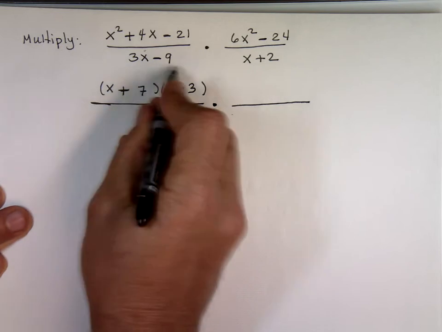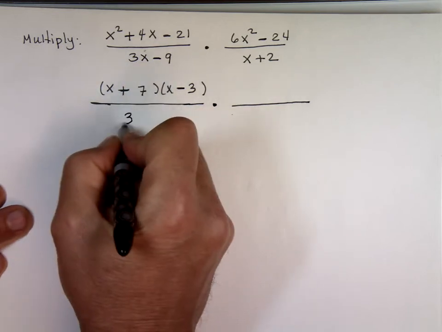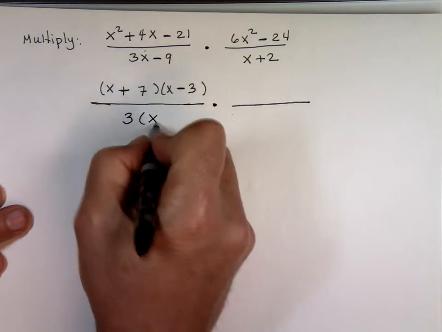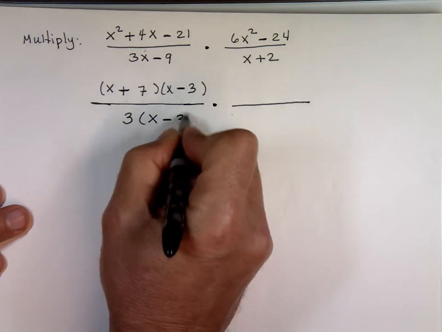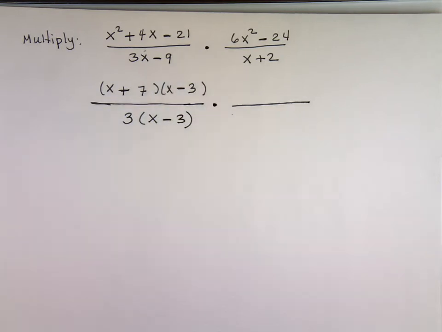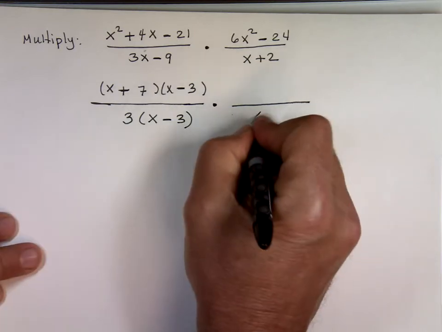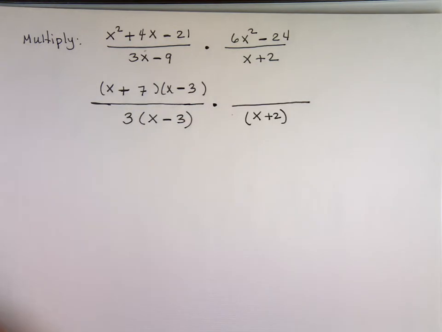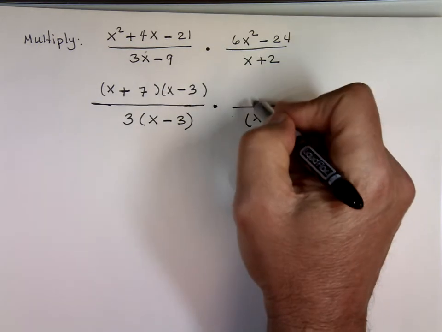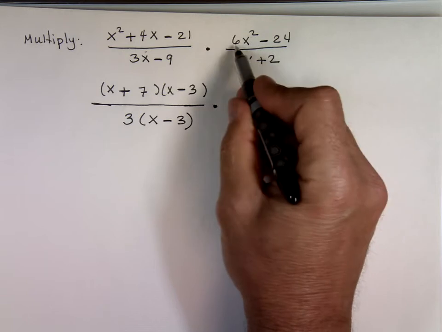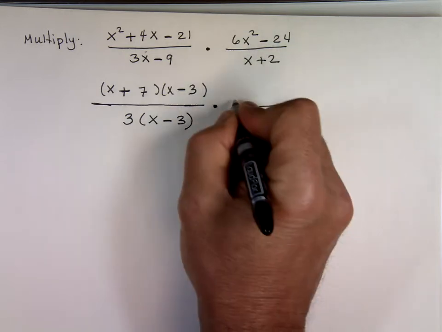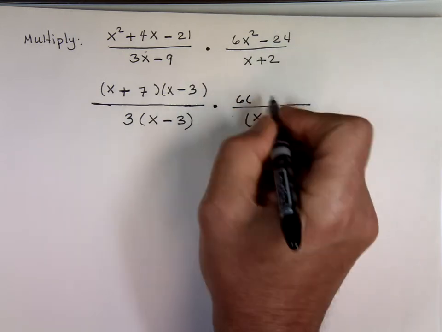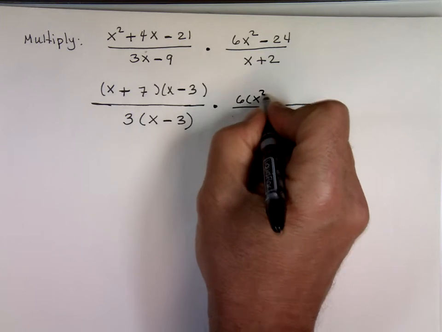The bottom here, I can take a 3 out. What's left? X minus 3. The bottom of this, x plus 2. The top is different. I'm going to do the top in 2 steps. First step is I need to factor the greatest common factor, which is a 6. If I factor the 6, what's left? X squared minus the 4.